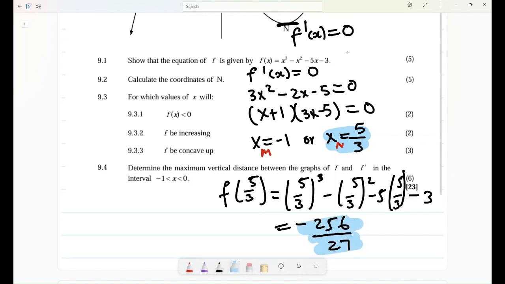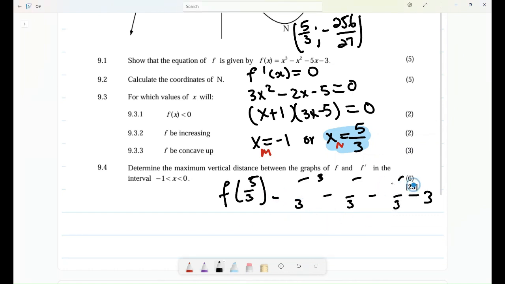Now, in terms of coordinates, I'm going to want this in terms of coordinates. Therefore, n is going to be, what was x? x was positive 5 divided by 3, right? What was my y? My y was negative 256 divided by 27. All right, this is what I get. All right, let me erase this now.